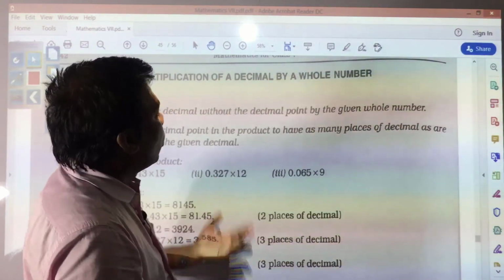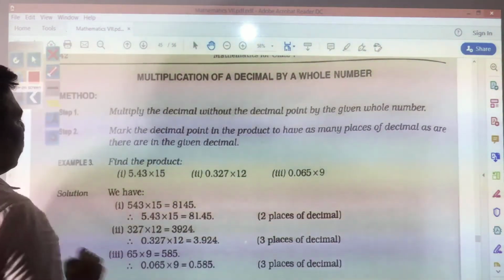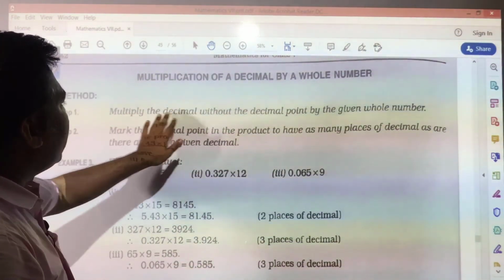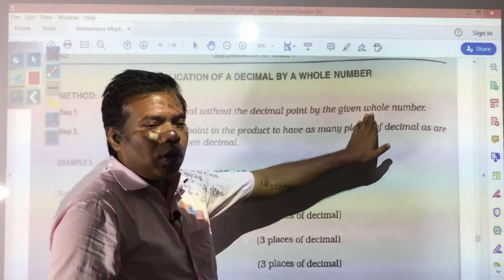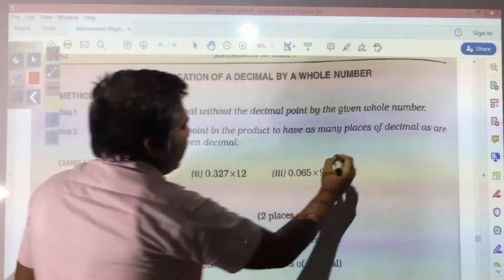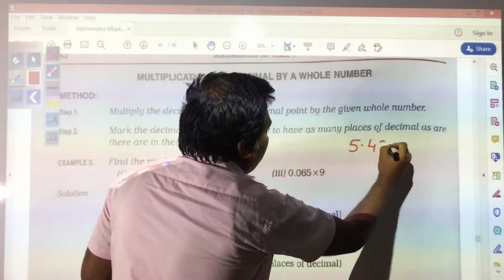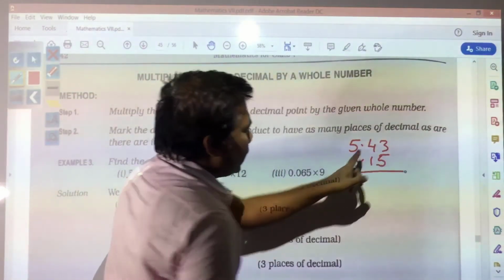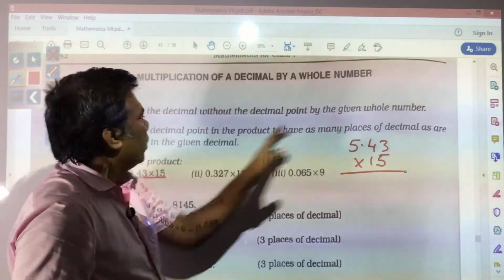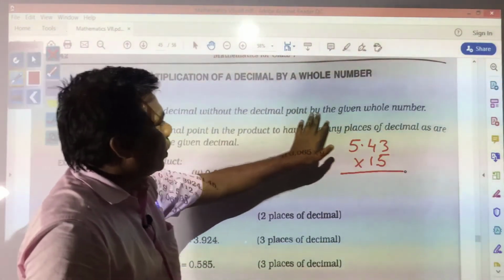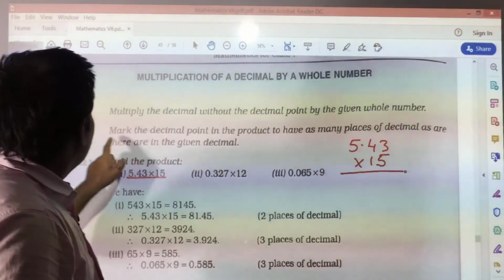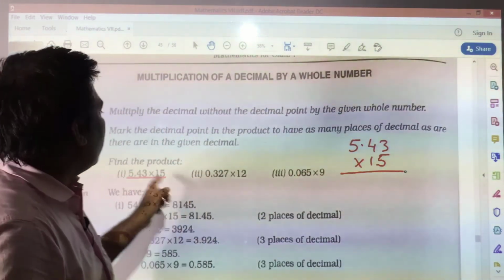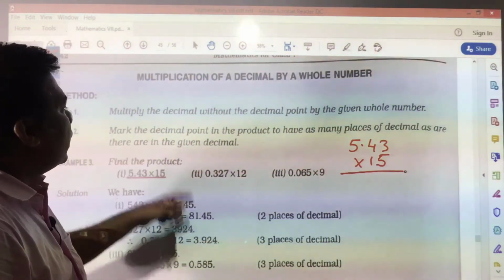Multiplication of a decimal by a whole number. If you are multiplying by a whole number, how will you do it? Suppose an example has been given. Before that, see the rule. Step 1: multiply the decimal without the decimal point by the given whole number. Suppose it has been given 5.43, you need to multiply this with 15. So, you forget about the decimal and then you multiply. Second step: mark the decimal point in the product to have as many places of decimal as there are in the given decimal.